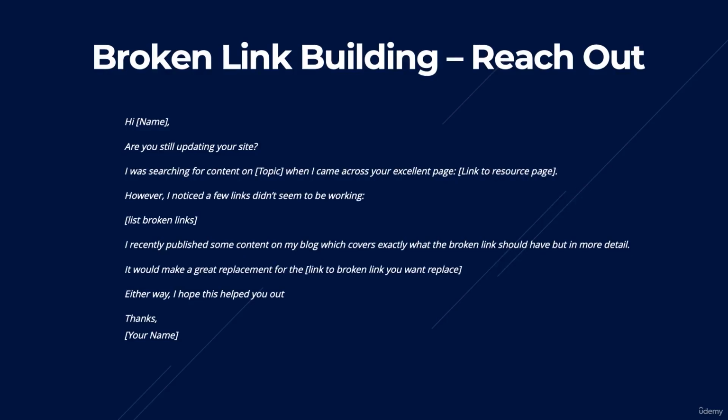So now we've found a relevant website with a broken link. What we need to do now is simply reach out to the website and make them aware of that and get them to link to our content instead. So this is the template I typically send out when I find websites with broken links on them. So it's very simple and straight to the point. It says, "Hi name, are you still updating your site? I was searching for content on topic when I came across your excellent page, link to the resource page.